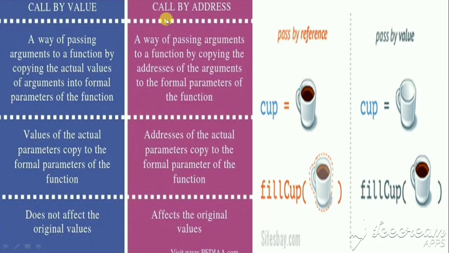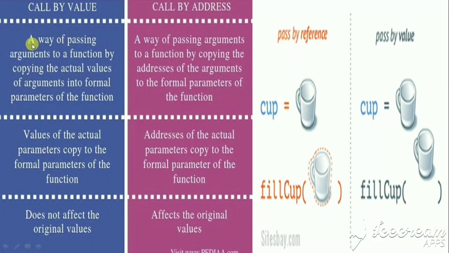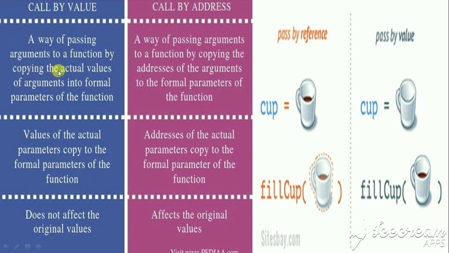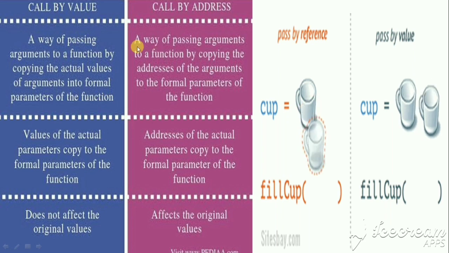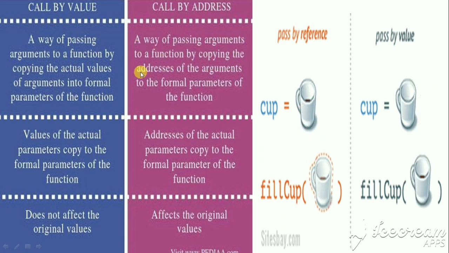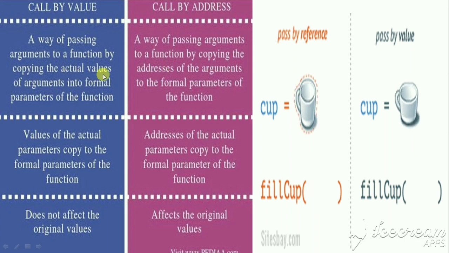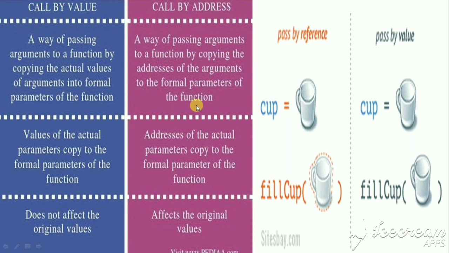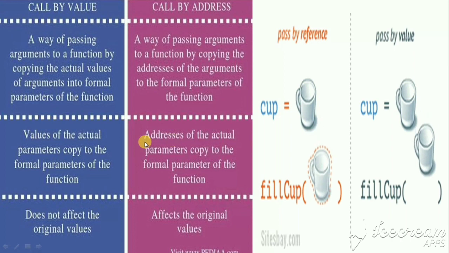Now let's see the difference between call by value and call by reference. Call by value is a way of passing arguments to the function by copying the actual values of arguments into formal parameters of the function. Call by reference is a way of passing arguments to the function by copying addresses of the arguments. Here we are copying addresses, but there the values. The values of the actual parameters are copied to the formal parameters of the function. Here we are passing the values, but here addresses of the actual parameters are copied to the formal parameters of the function. Here we are passing addresses.